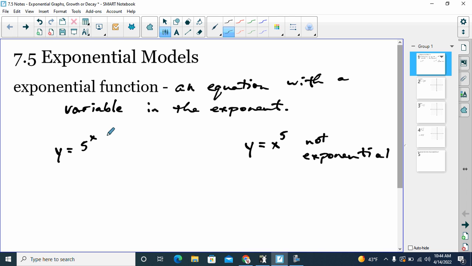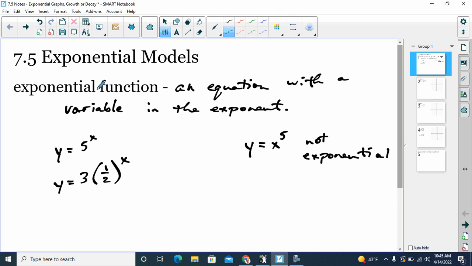This is an example of an exponential equation, and there are lots of ones that we could have. 3 times 1/2 to the x is also an exponential equation. So again, an exponential function is an equation with a variable in the exponent. These two are exponential equations because I've got x, a variable, in the exponent. One like this, even though it has an exponent, is not an exponential equation because the x is not in the exponent. It's down here as the base. This is a polynomial, which we will look at a little closer next chapter.